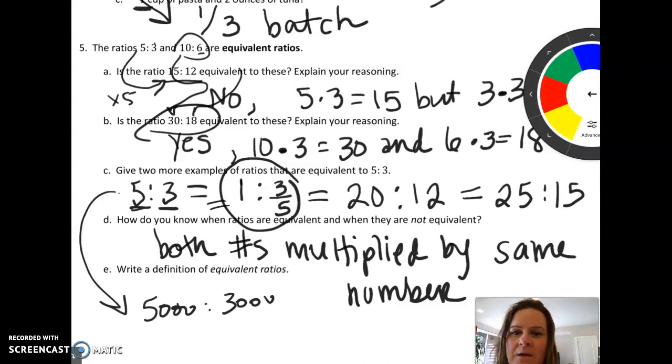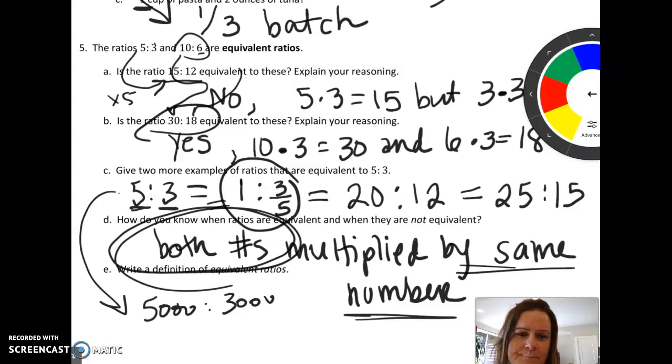So how do we know, lastly, when ratios are equivalent and when they're not equivalent? Remember, we have to multiply both of the numbers in that ratio by the same value.